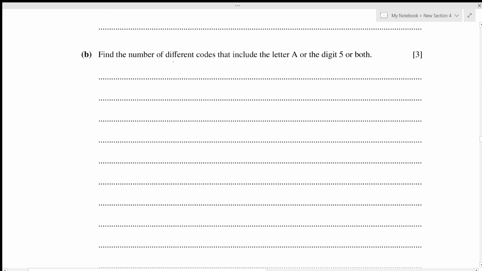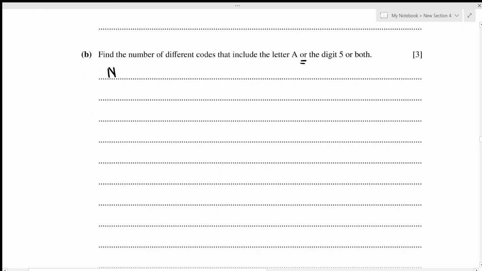We need to find the number of different codes that include the letter A or the digit 5 or both. Whenever we're talking about the number of different arrangements in which these letters or numbers should be included, it is easier to figure out the total number of different codes, which we already did in the first part, and then subtract the total number of different codes that do not include the given conditions. So in this case, that will be the number of different codes that do not include the letter A and the digit 5. So we're going to figure that out first.